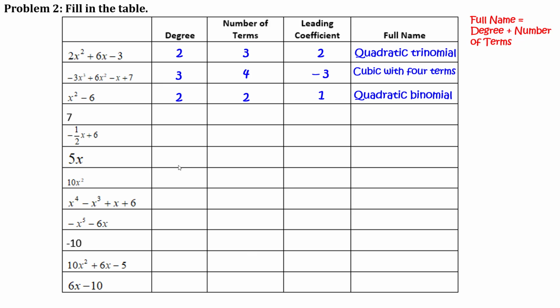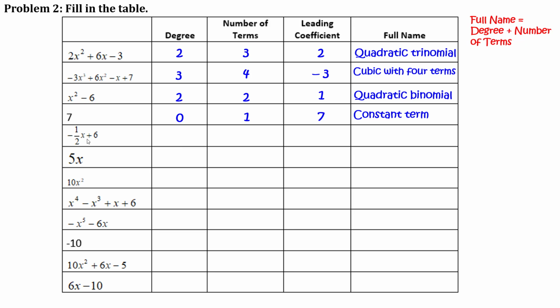Quadratic binomial. Okay, when you have a 7 by itself, the degree is 0, because remember we said there's an implied x to the 0. The number of terms is 1. The leading coefficient is 7. And we're just going to say it's a constant term.